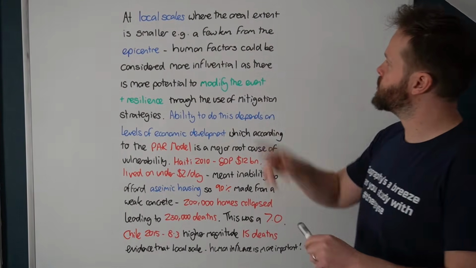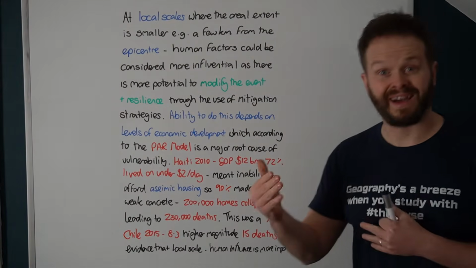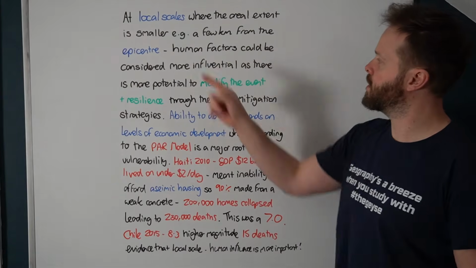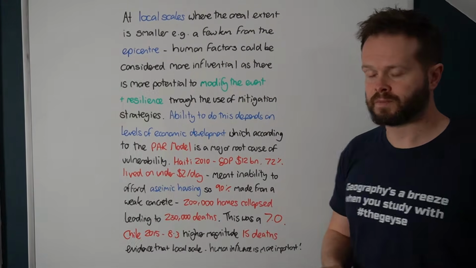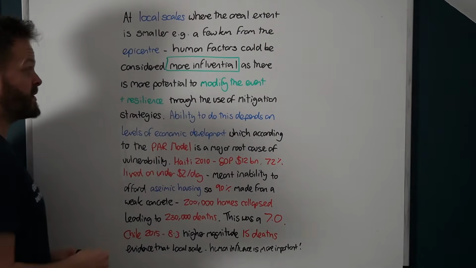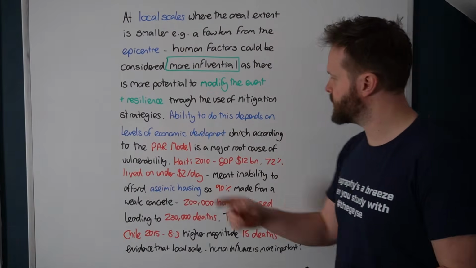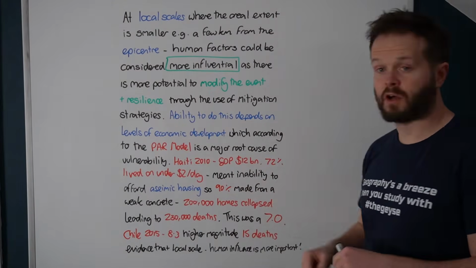At local scales, where the aerial extent is smaller, i.e. with earthquakes, where it's a few kilometers from the epicenter, human factors could be considered more influential, as there's more potential to modify the event through the use of mitigation strategies. Ability to do this depends on levels of economic development.